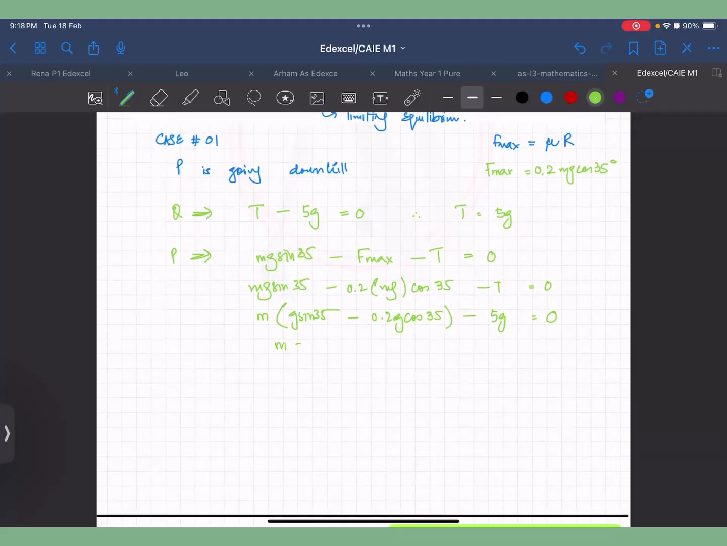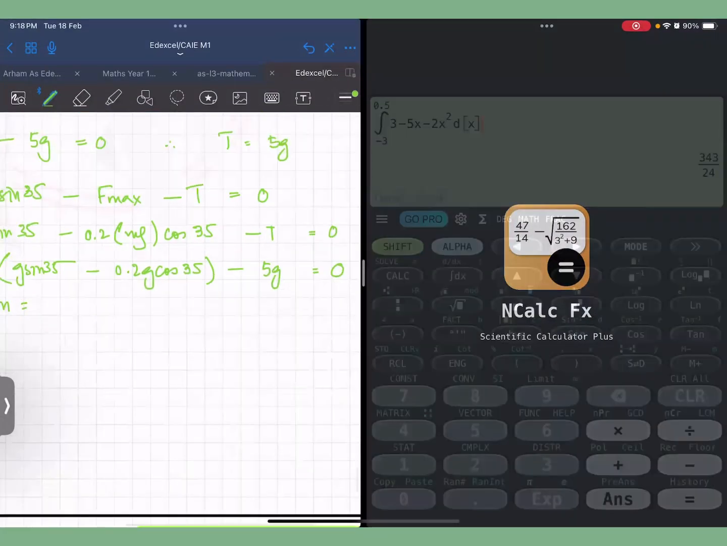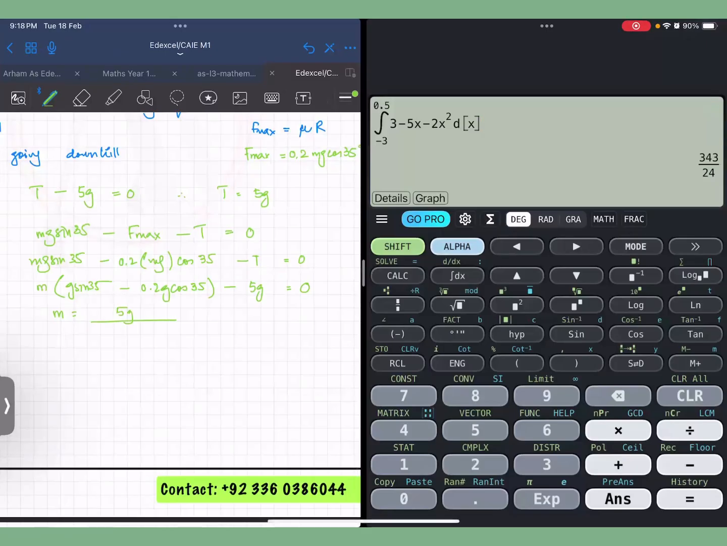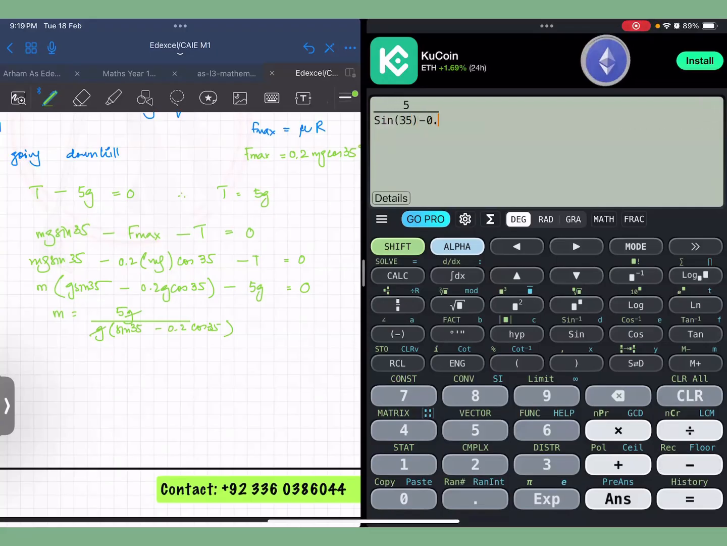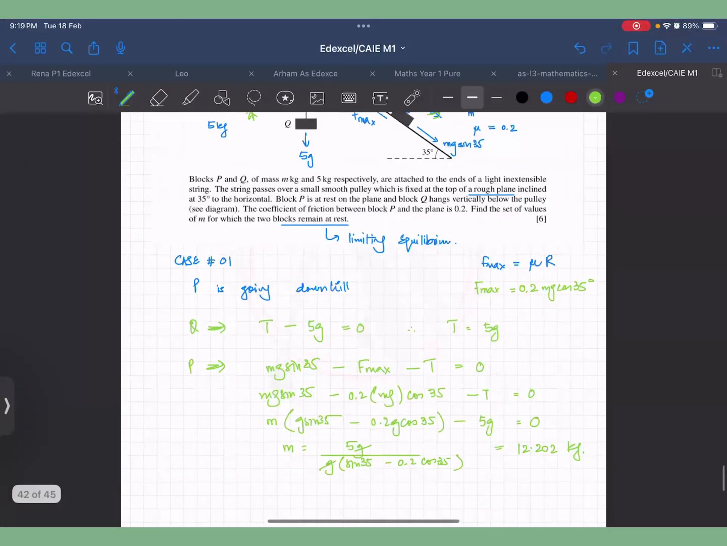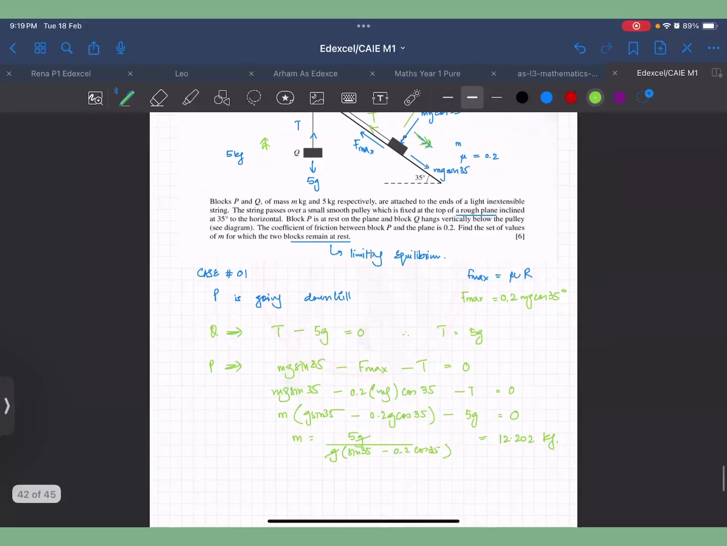So mass comes out as, you can take the 5g on the other side, 5g upon g can be taken common out, sine 35 minus 0.2 cos 35. G and G cancel out. 5 upon sine 35 minus 0.2 cos 35. So 12.202 kg. This is the case when this is on the verge of moving down.